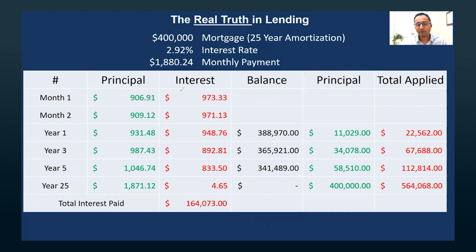Now, when we go apply for a mortgage, we just focus on the interest rate, in this case 2.92%. We all do math the same way. So if the interest rate is 2.92%, please help us understand where the 2.92% is in the first month's mortgage payment. Do you see 2.92% there? Or is it more than 2.92%?